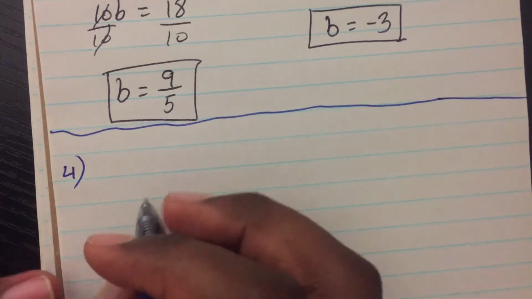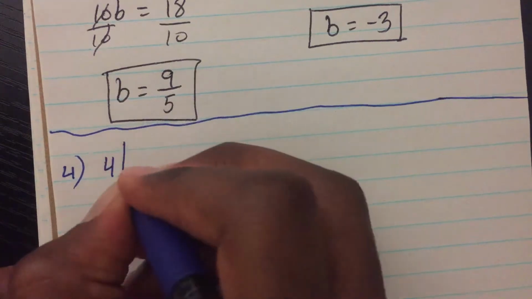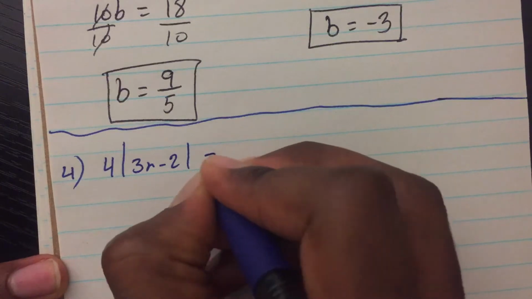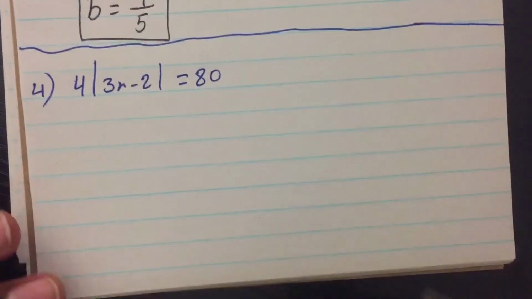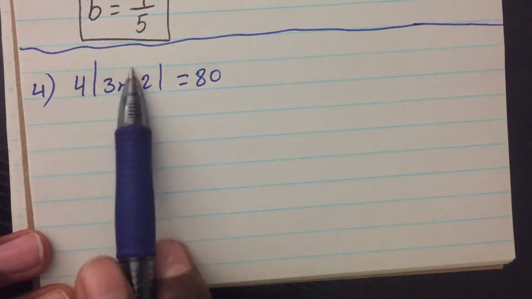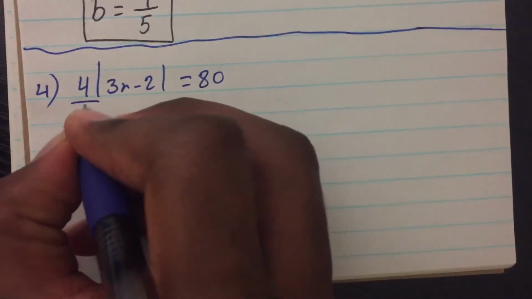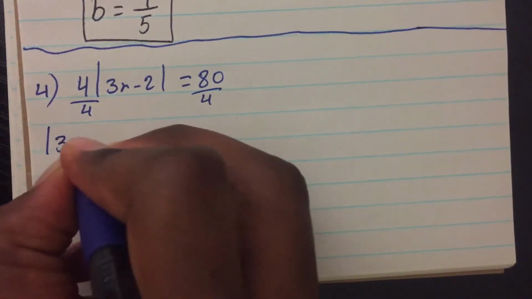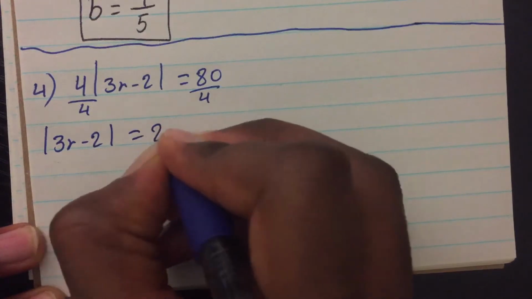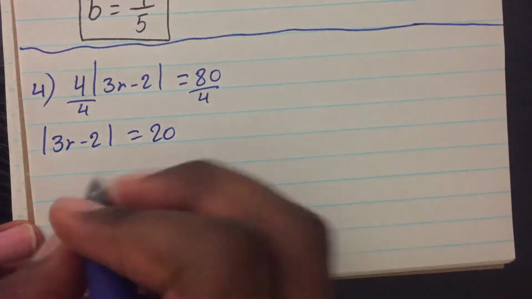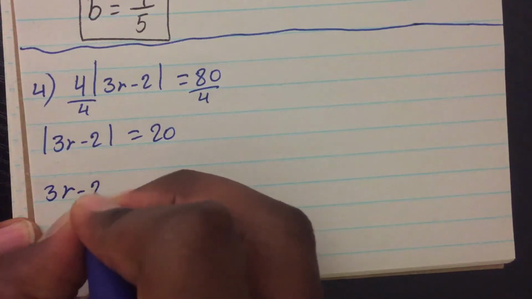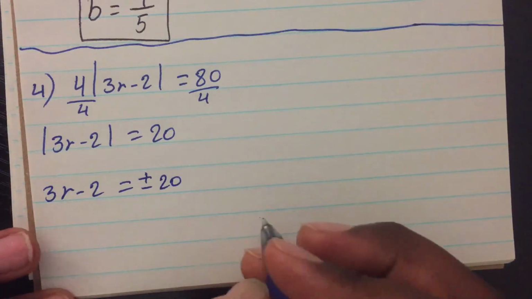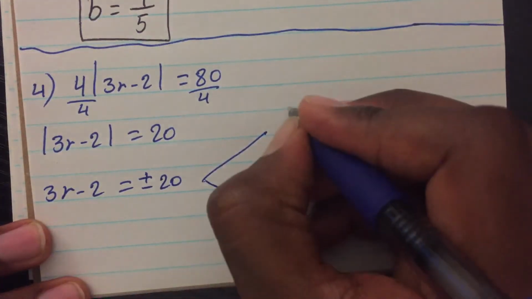Problem 4. What if we have 4 times the absolute value of 3r minus 2 equals 80? Now we have multiplication going on with the absolute value, so we do the inverse of that. Divide by 4, we get absolute value of 3r minus 2 equals 20. This is equivalent to 3r minus 2 equals plus or minus 20, which means we get two equations.